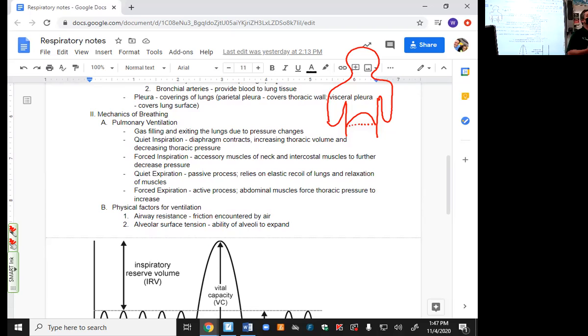Then when we relax our diaphragm, it goes back to normal, and the air pushes out. Okay? Go. How in the world does circular breathing work then?